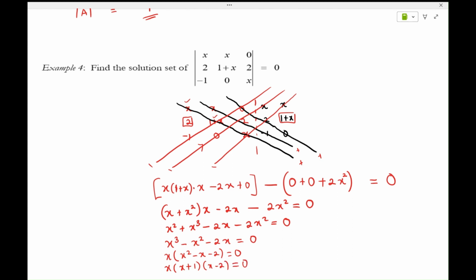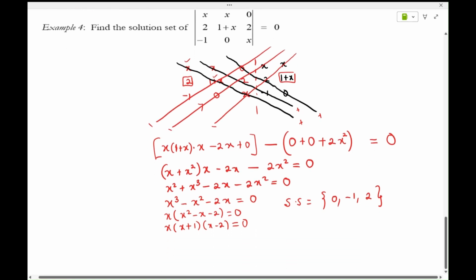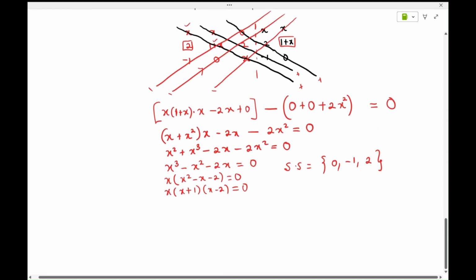So here we can have our solution. Our solution set is going to be x equals 0, minus 1 and 2. So this is the solution set. Now, this method is called the Sarrus rule for finding the determinant of a 3 by 3 matrix. To conclude this video, we've seen how to find the determinant of a 1 by 1 matrix, a 2 by 2 matrix, and a 3 by 3 matrix.